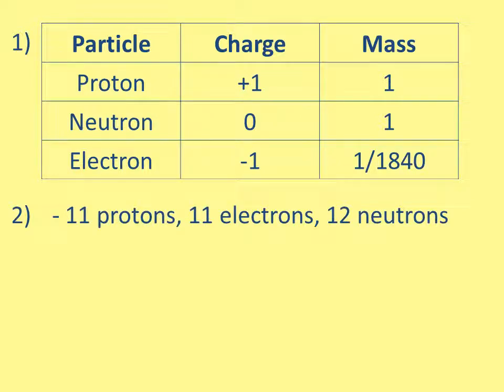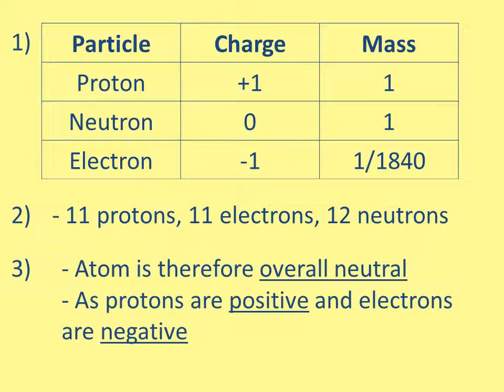Question number 2. The sodium has 11 protons and 11 electrons. Now for an atom, these two numbers are always the same. And then the 23 represents the protons plus neutrons. And if we said that there were 11 protons in sodium, and the number of protons plus neutrons added up to 23, then the total number of neutrons must be 12.